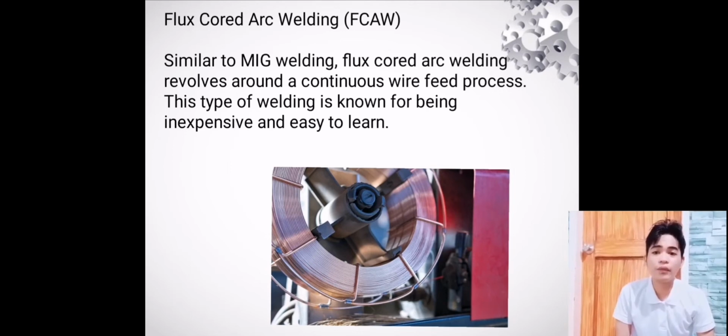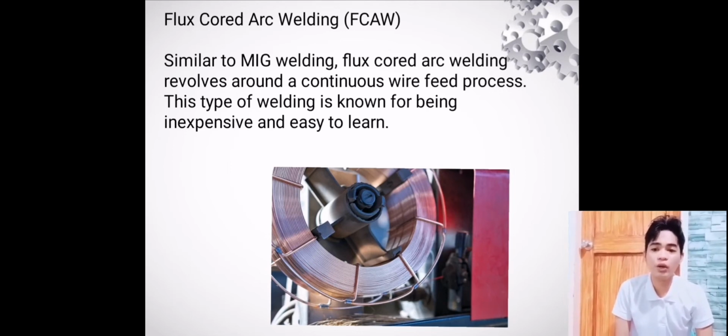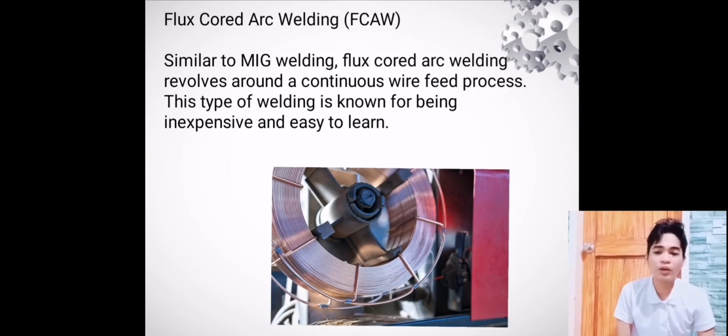Among the differences, the MIG welding process uses a solid wire electrode, while the FCAW uses a tubular welding wire.